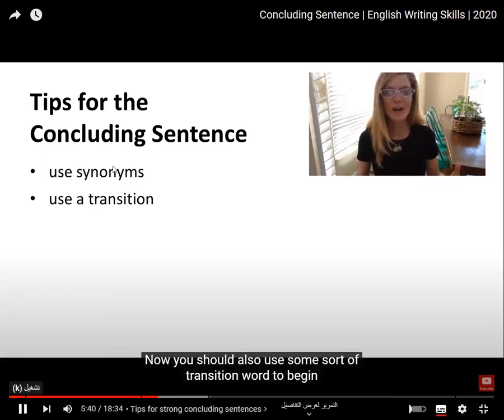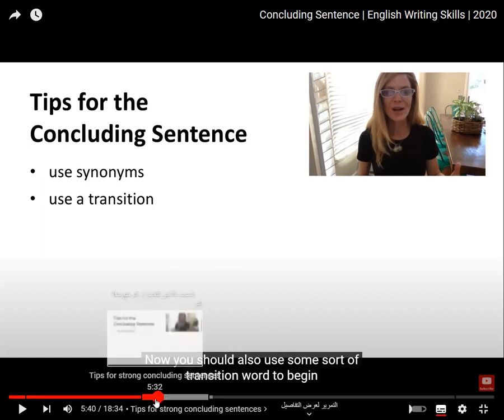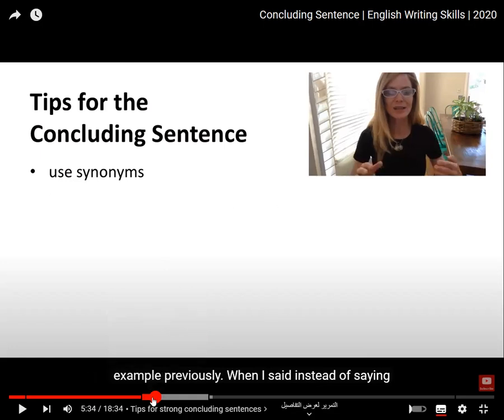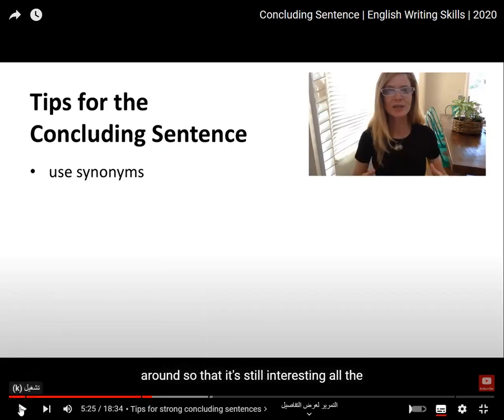Now, اوكي، يعني أول طريقة يا يوسف إني بستخدم في الـ concluding sentence، بنستخدم synonyms. يعني إيه synonyms؟ يعني كلمات مترادفة. synonyms يعني إيه يوسف؟ يعني زي ما بناخدها في العربي، الترادف، الكلمة اللي بتساوي كلمة. لما جينا قلنا هنا في الجزء ده تاني، هعيد لك حتة صغيرة: still interesting all the way to the end.